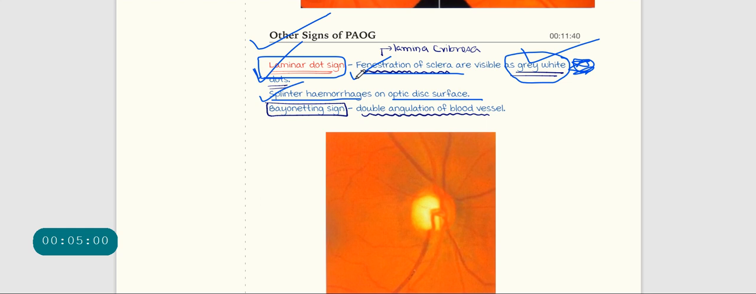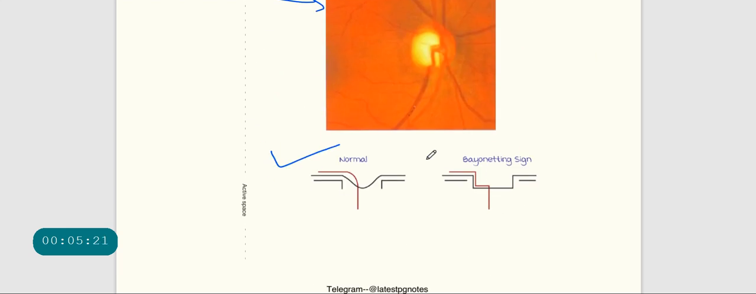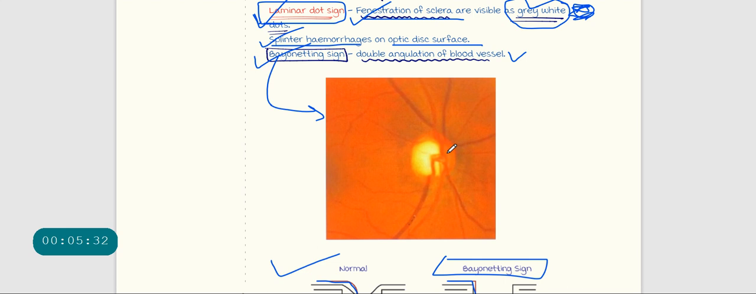The third sign that you can see is called the bayonet sign. Okay, this is nothing but double kinking of the blood vessel. Okay, now how does the bayonet sign look like? So it is going to look like this, the bayonet sign. This was the normal blood vessel, it was going like that, but in the bayonet sign it is going like this. Okay, this image clearly tells you about the bayonet sign. Okay, moving on.